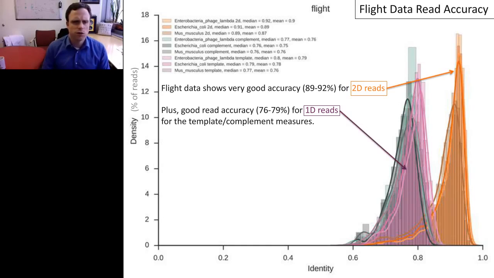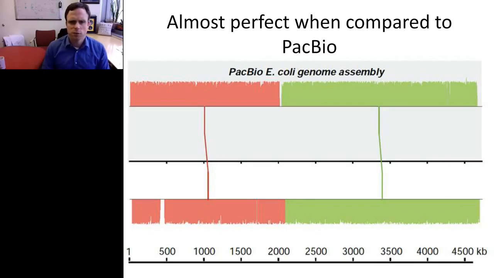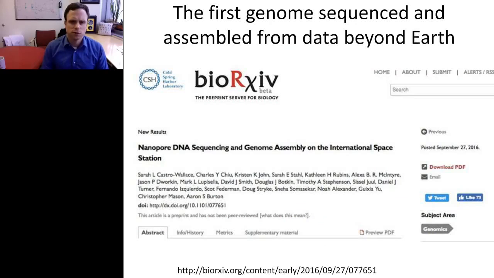So we were able to take all these reads and put them together to do a de novo assembly of E. coli. And as you can see here, compared to the gold standard PacBio genome assembly that we did with the same sample here at Cornell, we can see we're able to get almost perfect genome assembly when compared to PacBio. And really, we can demonstrate that this is the first genome sequenced and assembled from data not made on this planet. So it was still orbiting the planet, mind you, but not from this one. So it was a pretty exciting set of data to get over the past 6 months and put together.